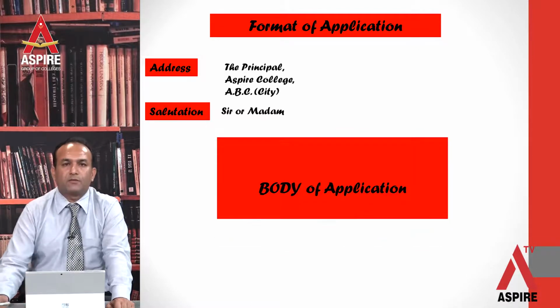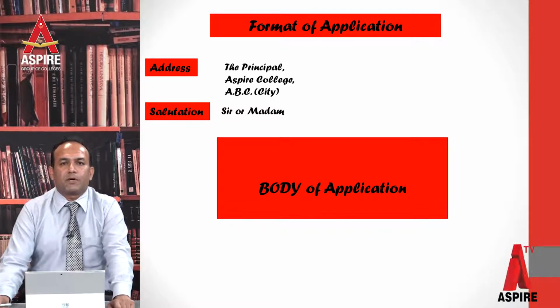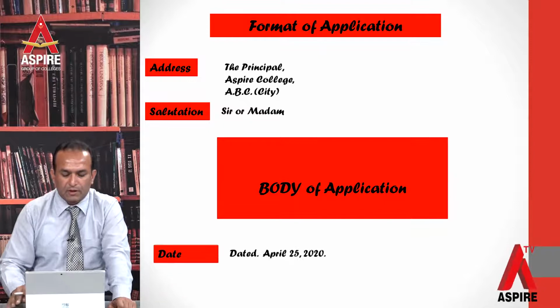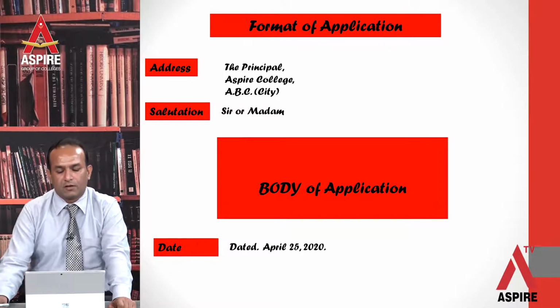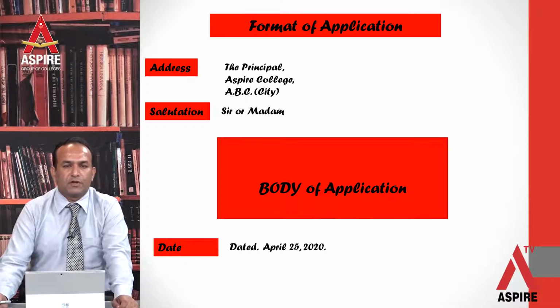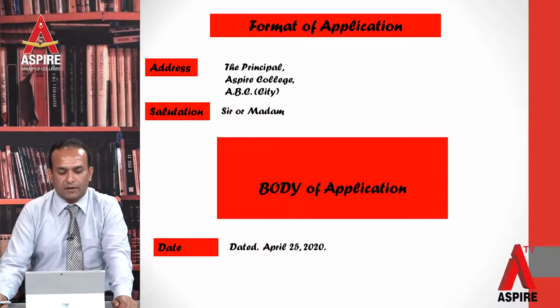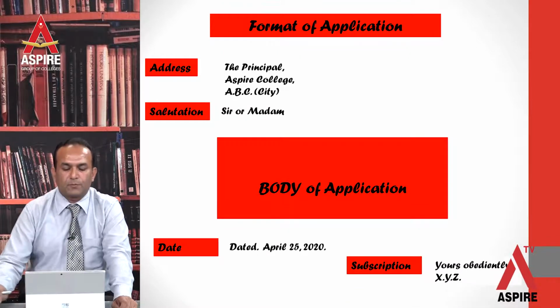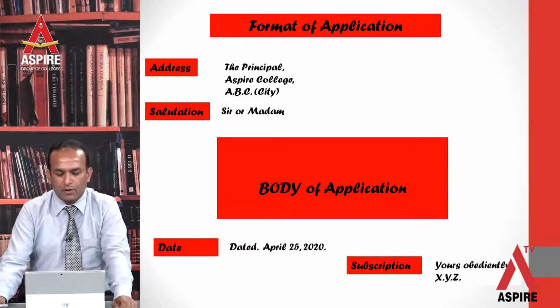The next part of the application is body of the application. That is the main part of application writing. And then comes the date line. After completing body of the application, there should be a blank line, and after that there is a date line. The word is written as dated and then the current date. And the last part of the application is subscription, and it is written like yours obediently.